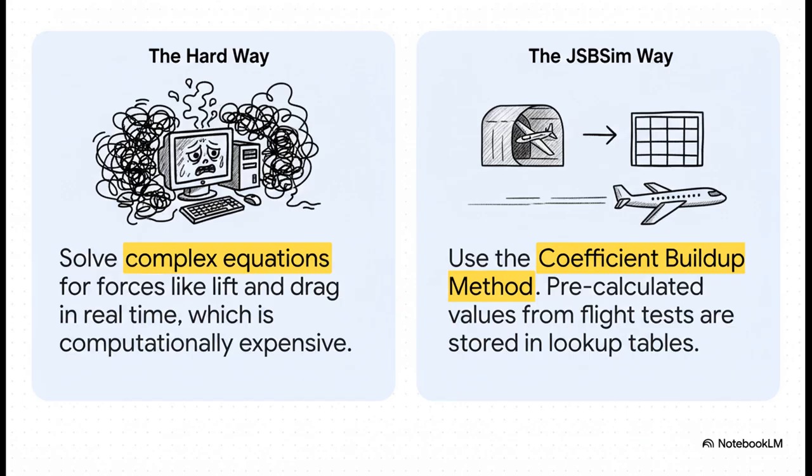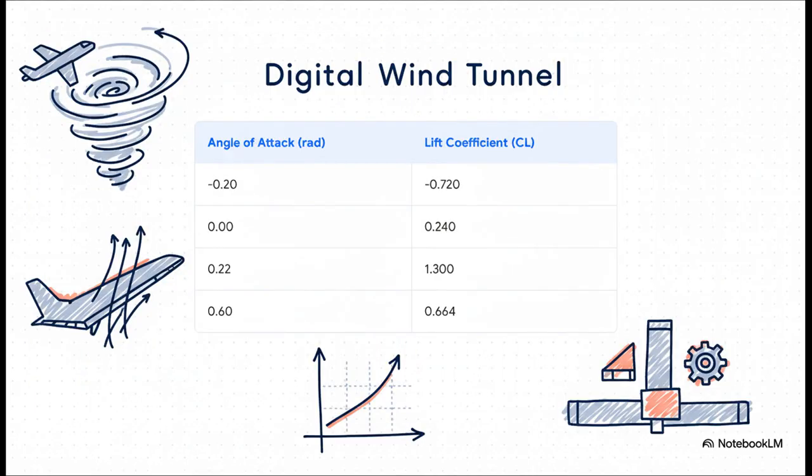Basically, instead of calculating from scratch, it uses data that's already been calculated from real wind tunnel tests or other flight data. All of that data is stored in simple lookup tables, just like this one. So for any given angle of attack, which is just the angle of the wing to the oncoming air, the computer can instantly look up what the lift should be. It's fast, it's efficient, and most importantly, it's based on real-world measurements. This is the secret that makes accurate, real-time flight simulation possible on a totally standard computer.